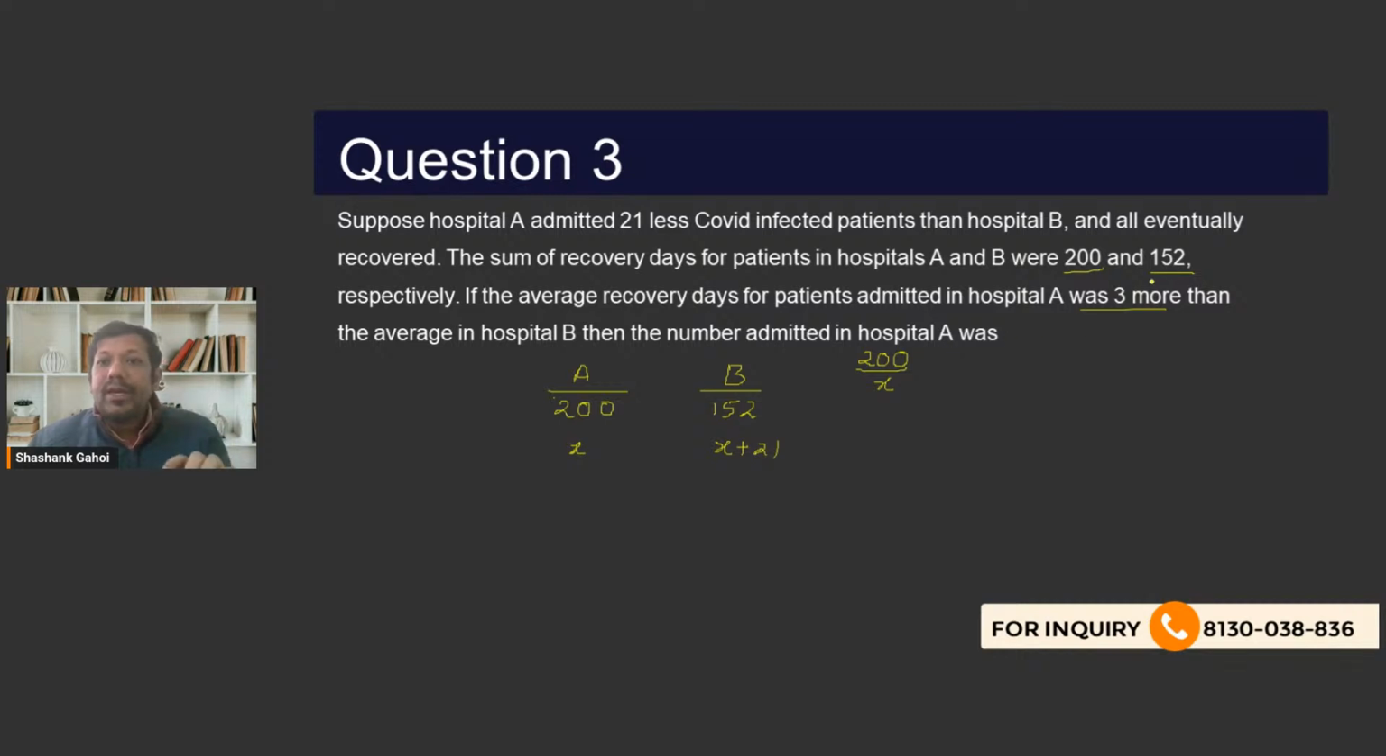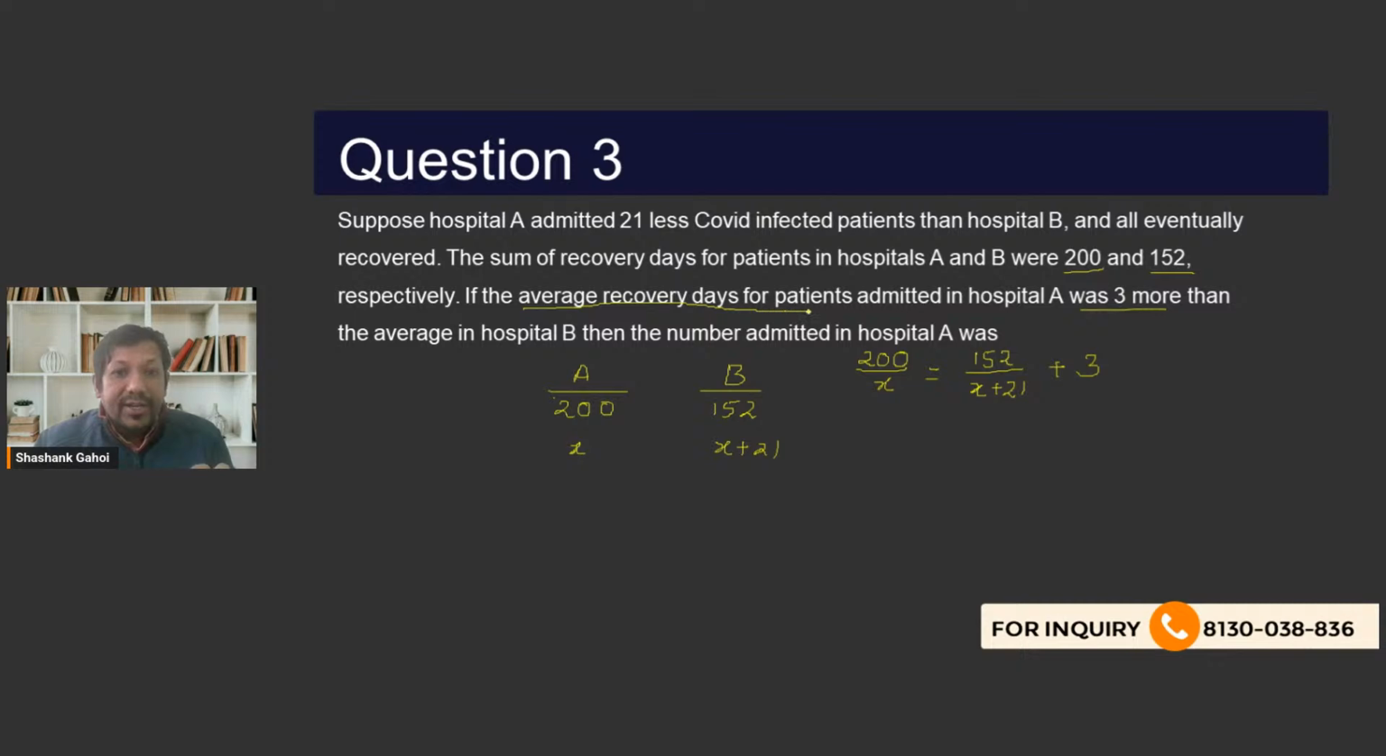In hospital B, the number of patients are 152. Average recovery days are X plus 21. So what is the average number of days of recovery? That is going to be 150 upon X plus 21. Now this average is equal to 3 more than this average. That's what this statement is saying.